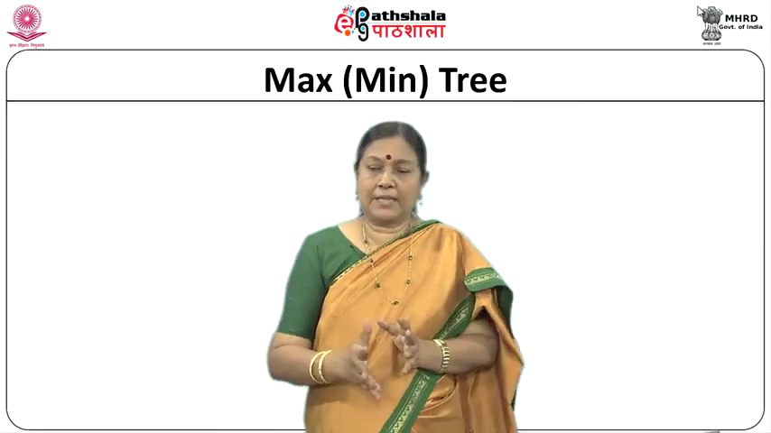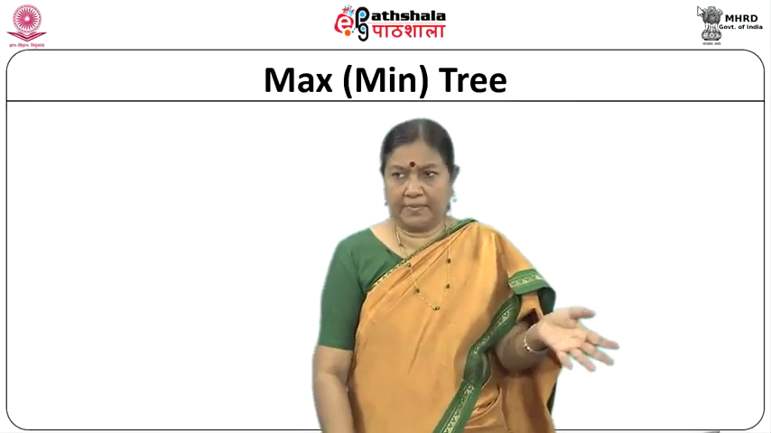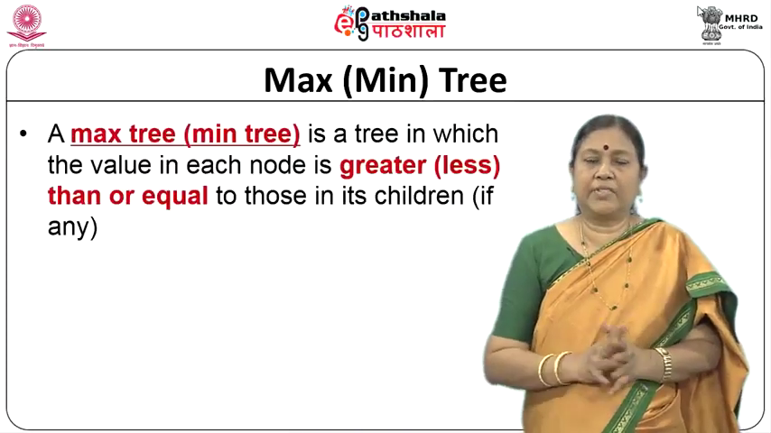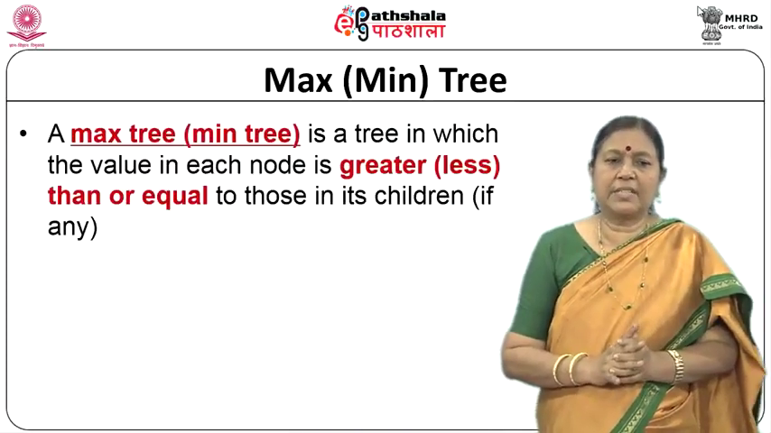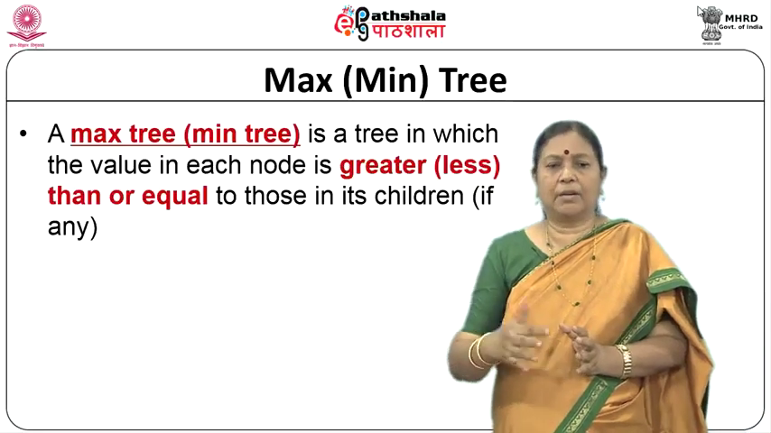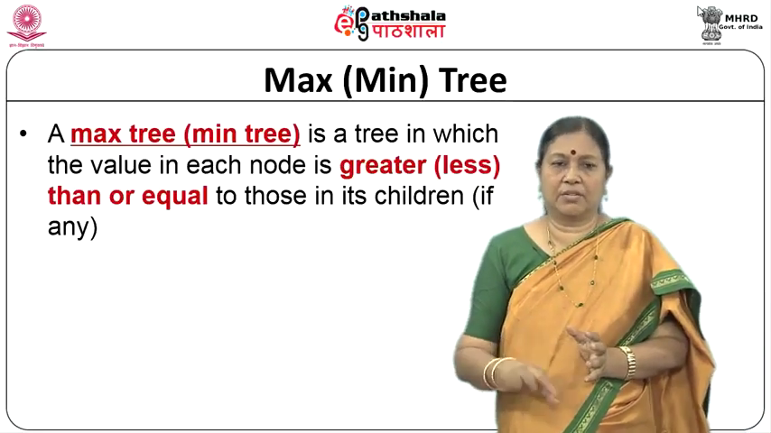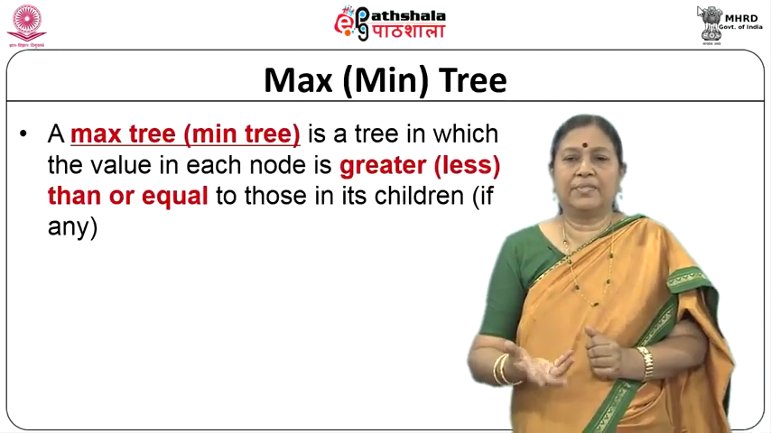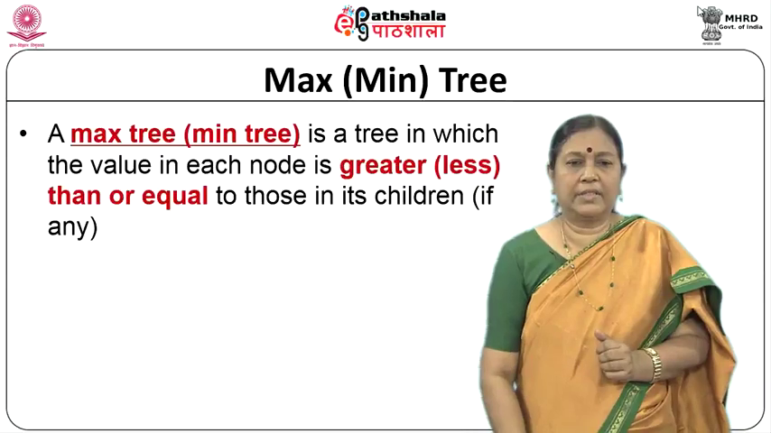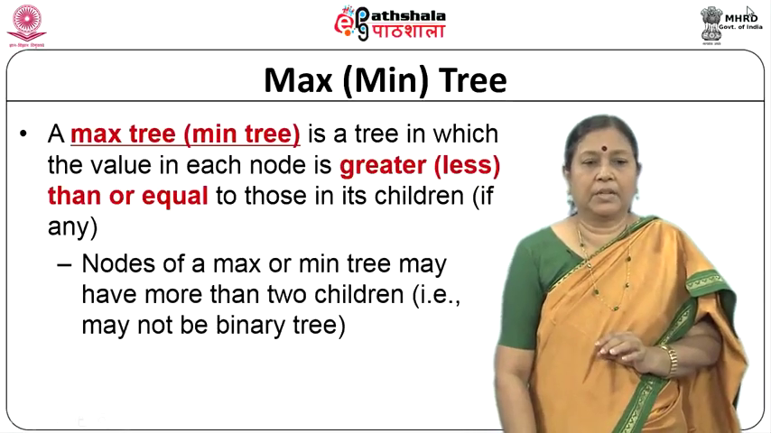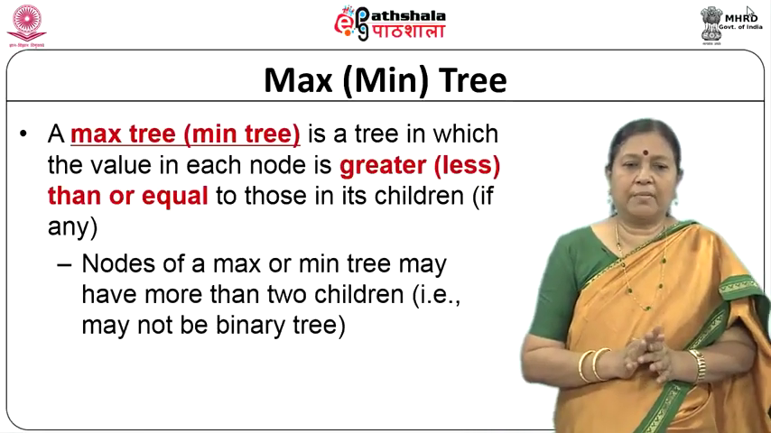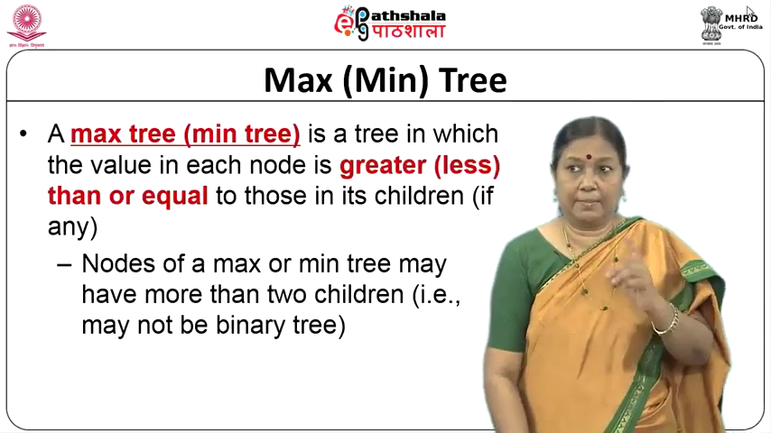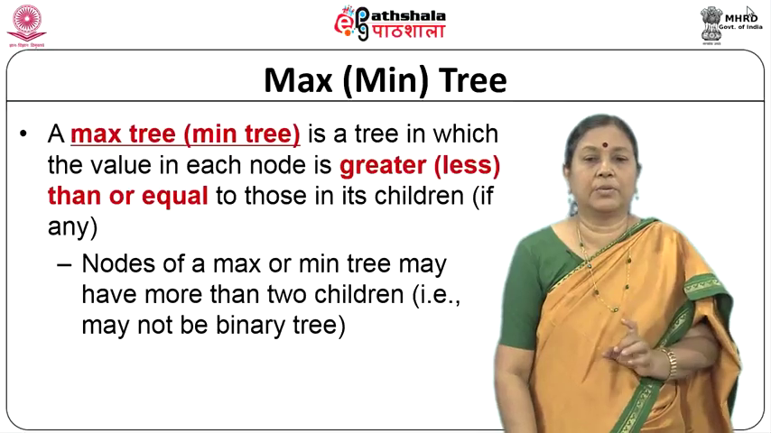Now, let us take a max or a min tree. The example we saw before was a max tree. A max tree is a tree in which the value in each node is greater than or equal to those of its children. So, if it is a max tree, the parent will have a greater value, and if it is a min tree, the parent will have a lesser value. Nodes of a max or min tree may have more than 2 children, that is, it may not be a binary tree. That is not necessary, but we are defining a binary heap in this particular case, that is why it was a binary tree.